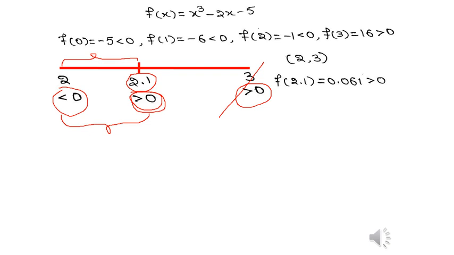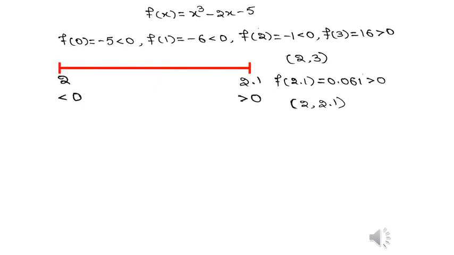So here are the two opposite functional values. Now let us go for the x formula and apply this formula here to find one more root in between these two. So we can conclude that our root lies between 2 comma 2.1. So we have neglected 3 and we have taken 2 and 2.1 here.